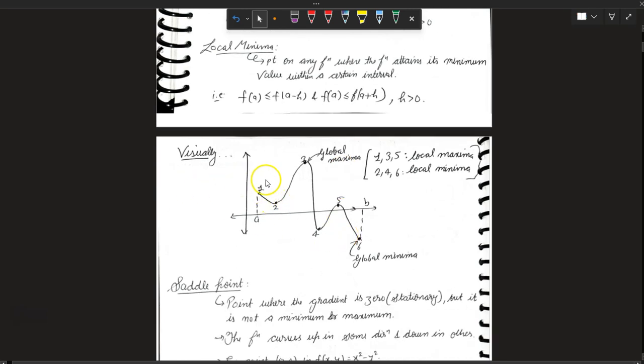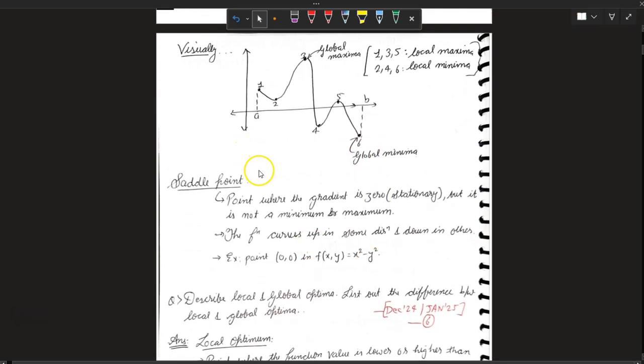So points 1, 3, 5 are local maxima because each is the maximum point in an interval. 1 is maximum in the interval to its left, so it's a local maxima. 3 is also the maximum point in the interval 2 to 4, so it's a local maxima. 5 in its interval is also a local maximum. Similarly, local minima you can see at 2, 4 and 6, in which 3 is the highest peak, so it is the global maxima, and 6 is the lowest, so it's the global minimum.